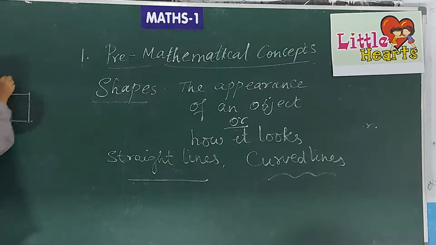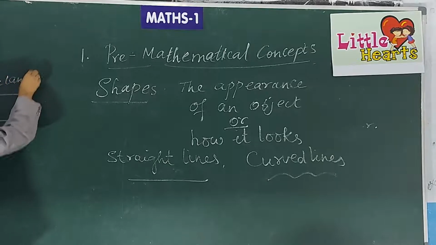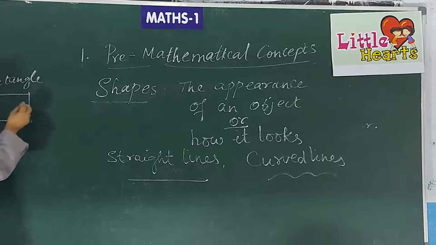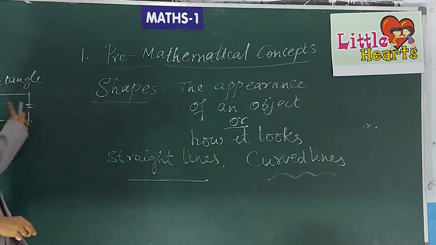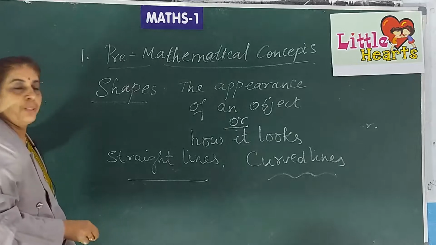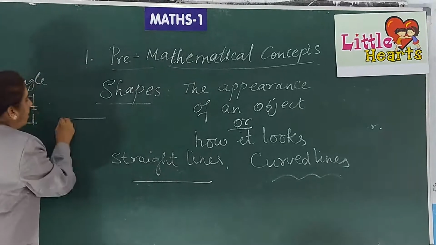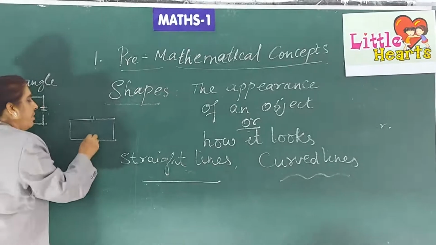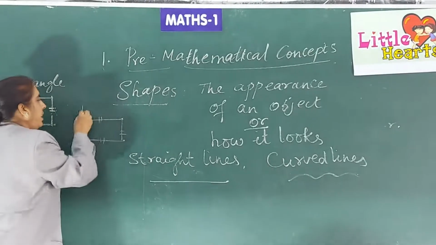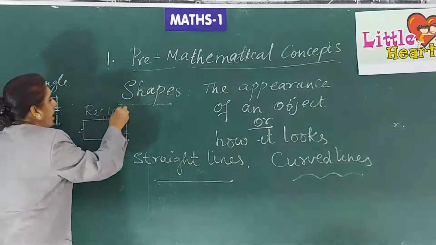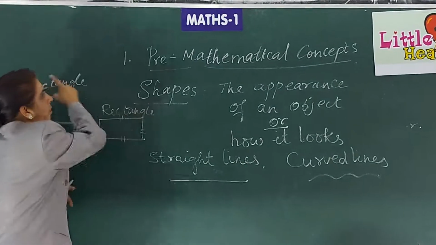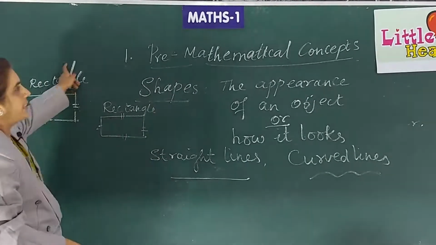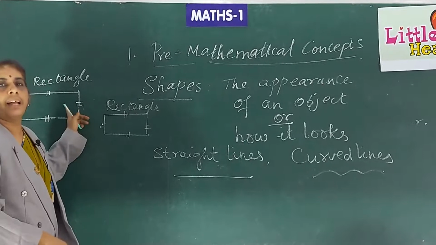What is this? This is named as rectangle. In this, opposite sides are equal, or two sides are long, two sides are short. This is named as rectangle. The board on which I am writing is an example of rectangle.